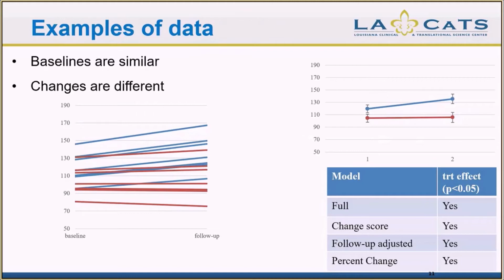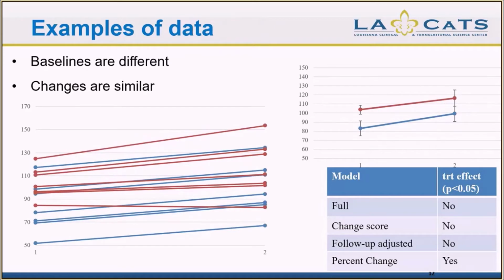We can see the blue group going up over time, where the red group is staying fairly constant over time. So if we were to run each of these 4 models that we previously discussed, the full, the change score, the follow-up adjusted, and the percent change, all of them would actually come back saying there is a significant treatment effect. So that's an easy case where it shows it doesn't matter what model you choose, they're all going to have the same kind of conclusion.